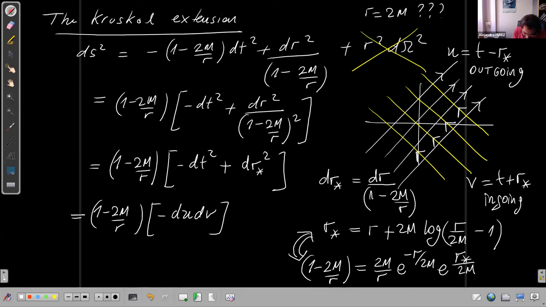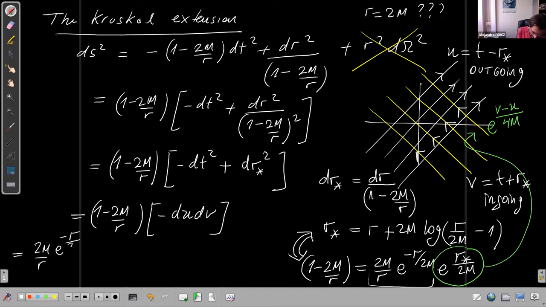However, we have split the conformal factor, which happens to have some funny problem at r equal to 2m, where it vanishes, into a piece that is perfectly well-behaved at r equal to 2m, just a constant, times the piece that should have the problem. This piece can be written in terms of the new coordinates as e to the v minus u over 4m. So the metric becomes 2m over r e to the minus r over 2m, a perfectly well-behaved thing, times e to the v over 4m times e to the minus u over 4m times minus du dv. And now we see the solution by inspection.